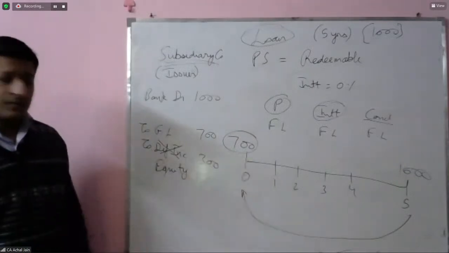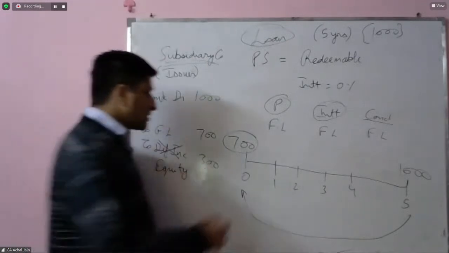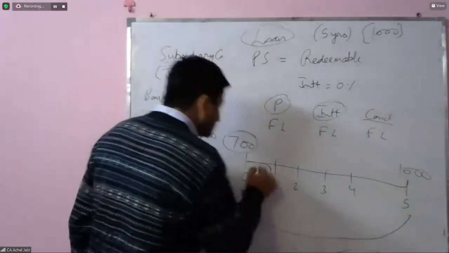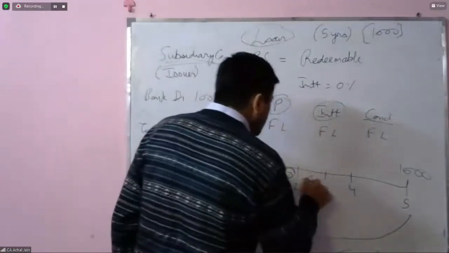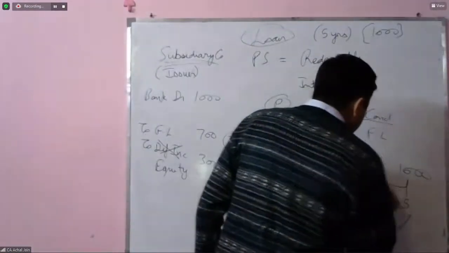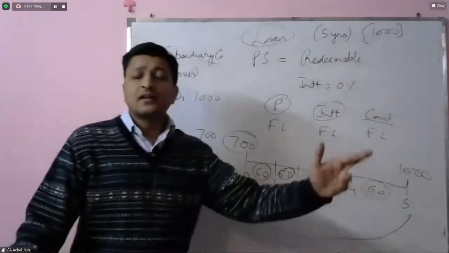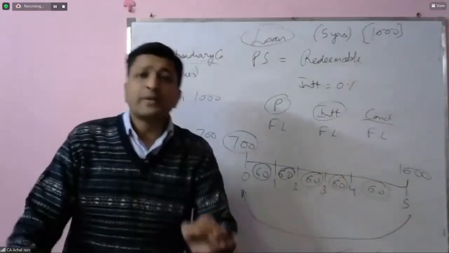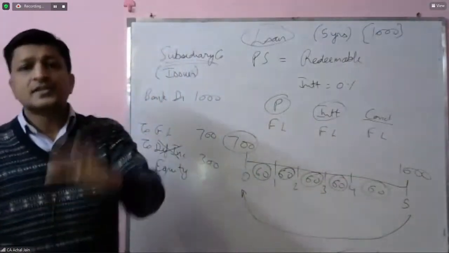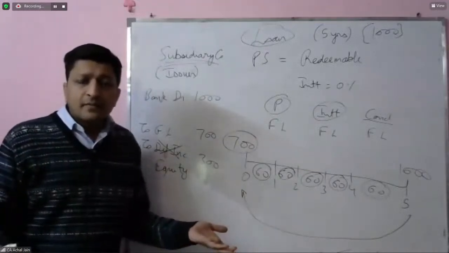In the first year, this 300 will be amortized. So 60 will be the income, 60 will be the income, 60 will be the income, 60 will be the income, 60 will be the income. So that means every year, the subsidiary company will record an income of 60 rupees in its P&L. And that is as per the requirements of the standard.